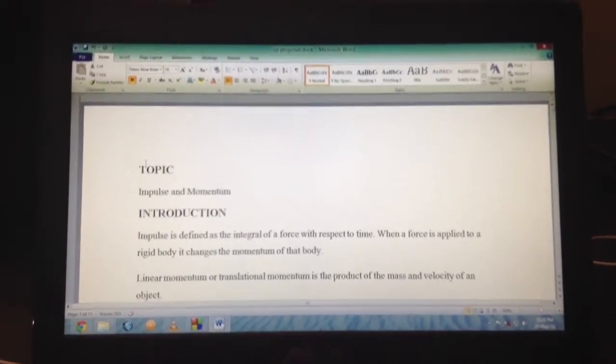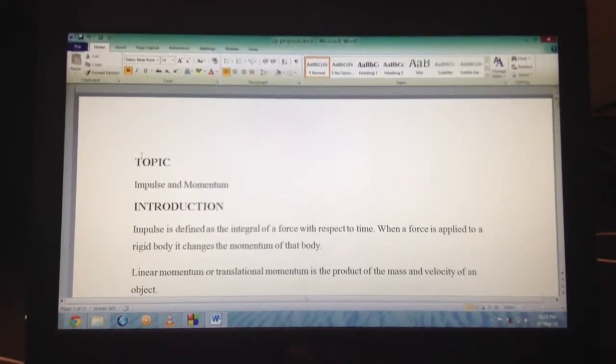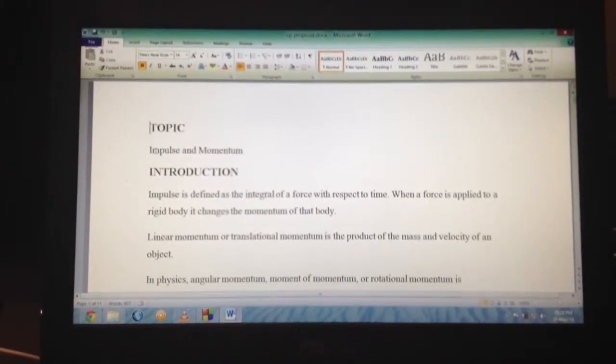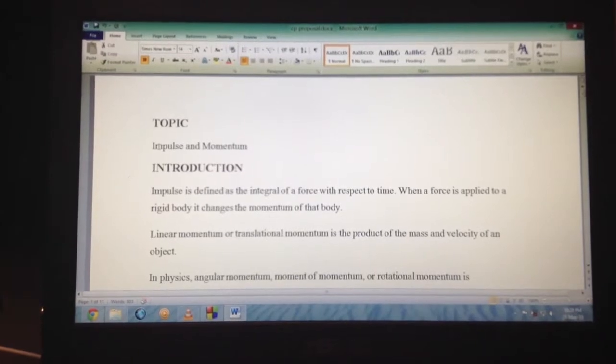Today we would like to learn about how to solve impulse and momentum problems using C programming. Okay, here is the introduction. Impulse is defined as the integral of a force with respect to time.